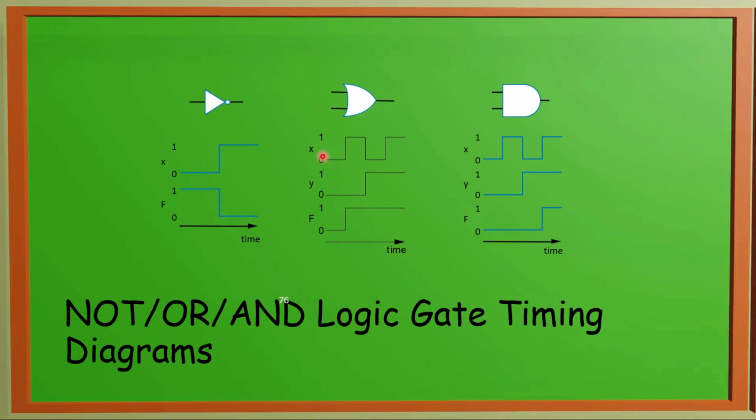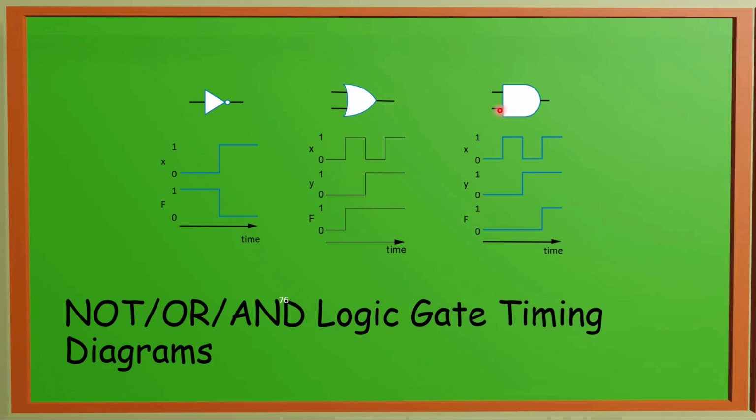Now for OR gate, suppose we have two inputs X and Y. At X and Y, for this particular position, input is 0, for Y also it is 0. So 0 0 output will be 0. After that you can see that X is 1 but Y is 0. But 1 0 for OR gate will be 1, so output will be 1. After next time instant X is 0 but Y is 1, so output is 1.